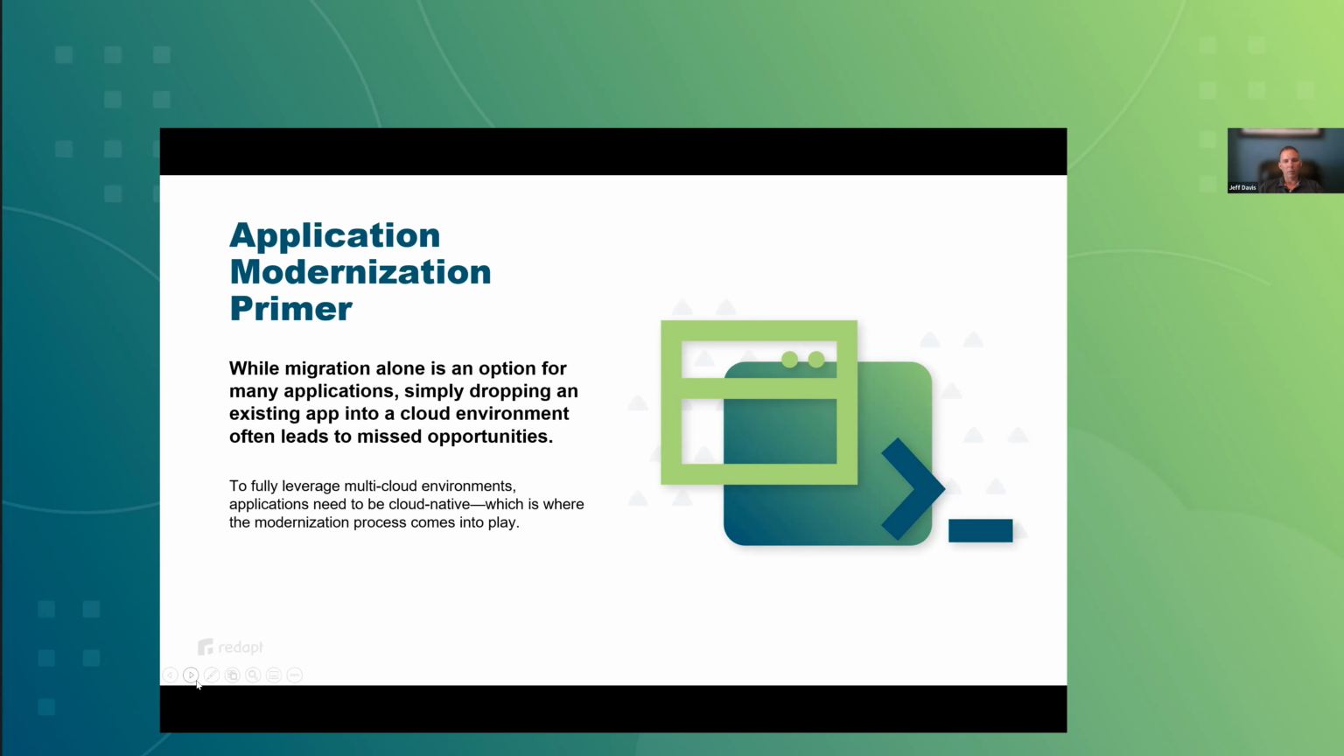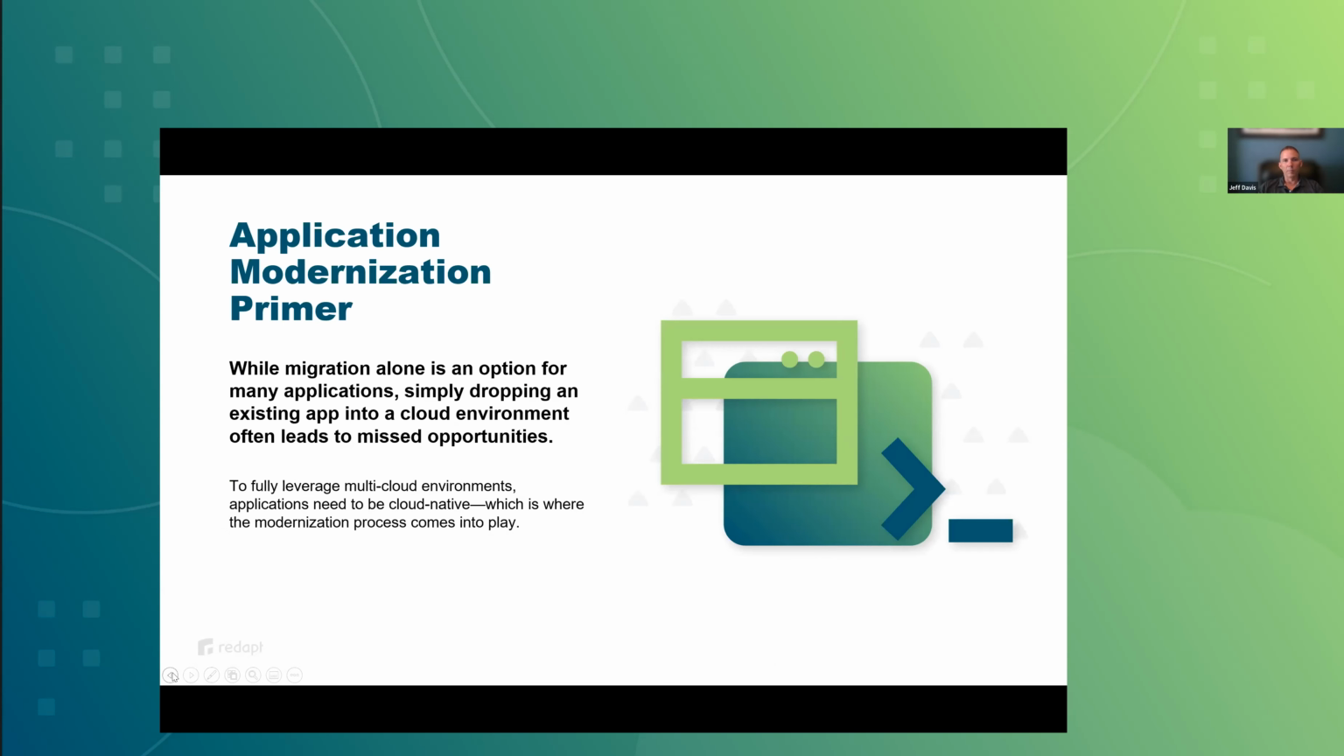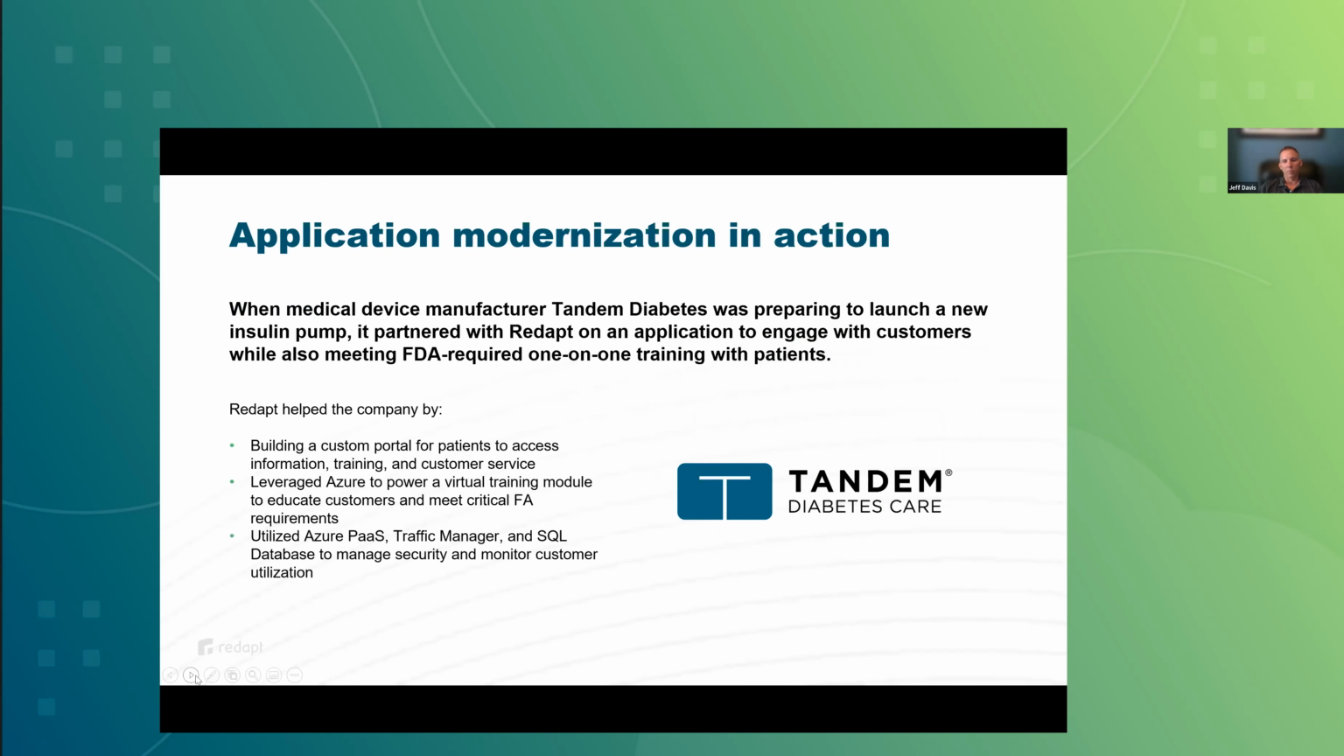You've got PaaS databases, the same type of situation. Messaging and queuing, caching, serverless technologies, storage. All of these things are technologies that have already been implemented in the cloud and will allow you to experience greater value from it. But it's typically after your migration efforts that these kick in. I'll share with you an example where Redapt has done this for one of our clients, Tandem Diabetes.